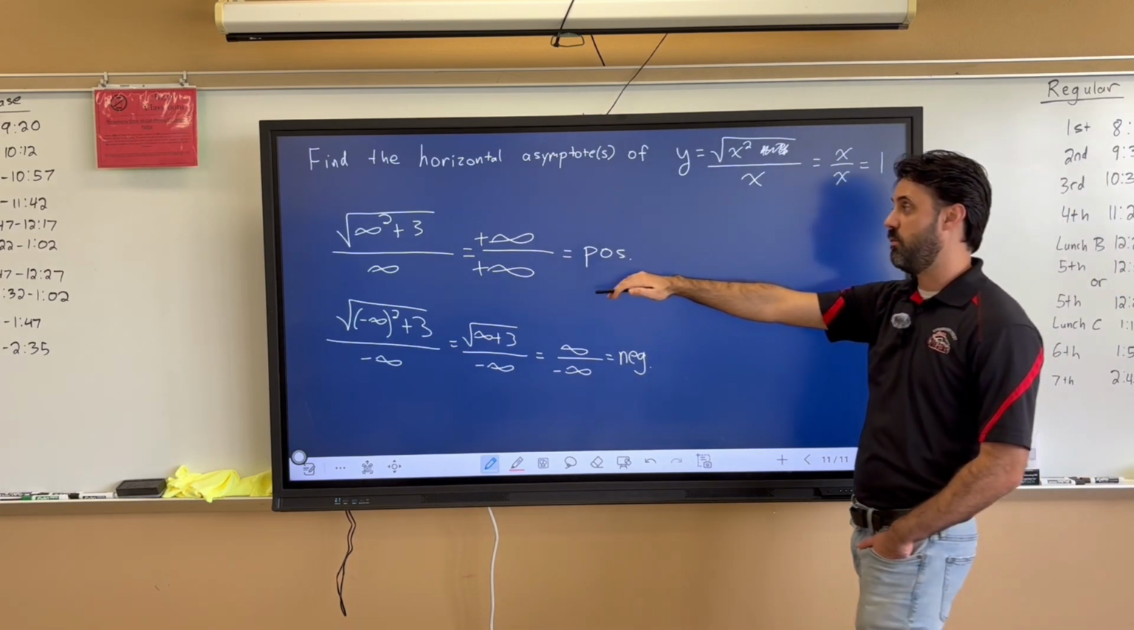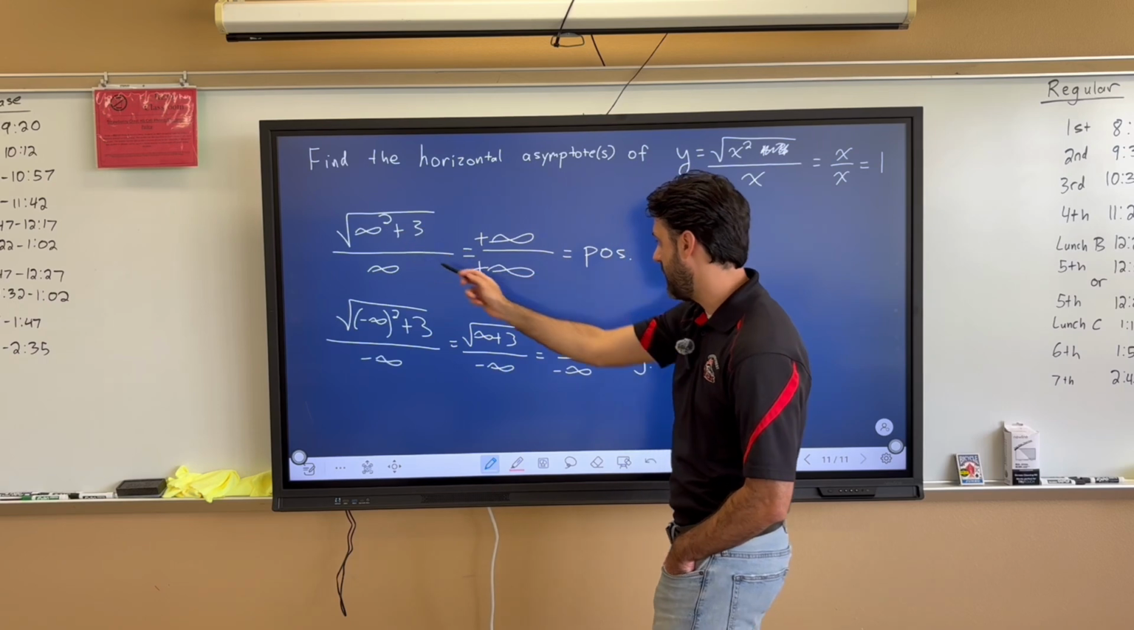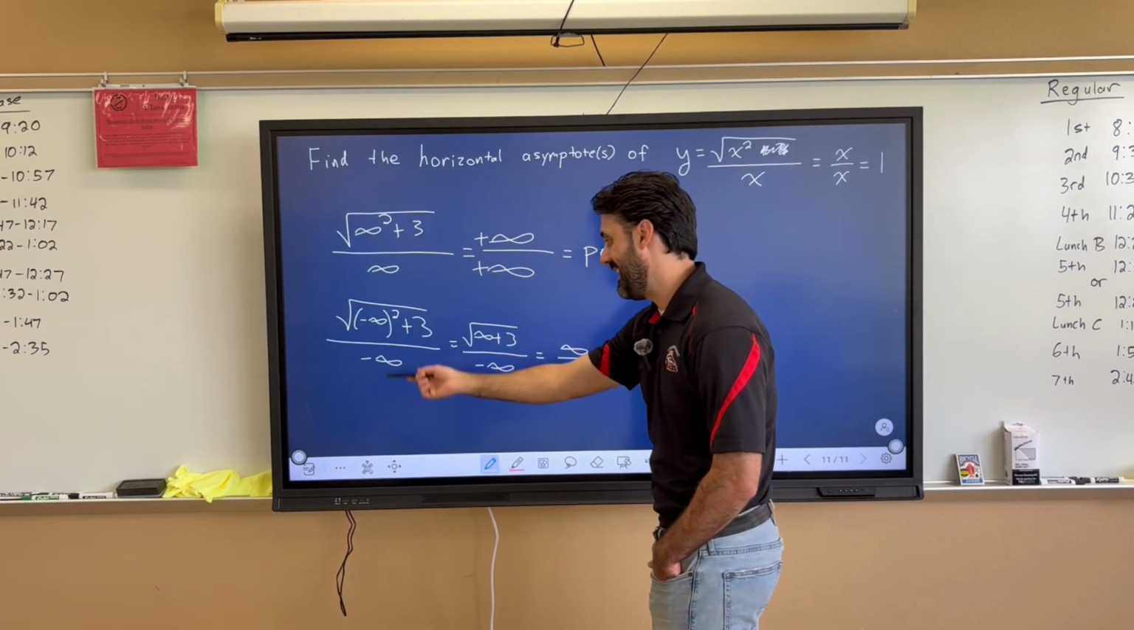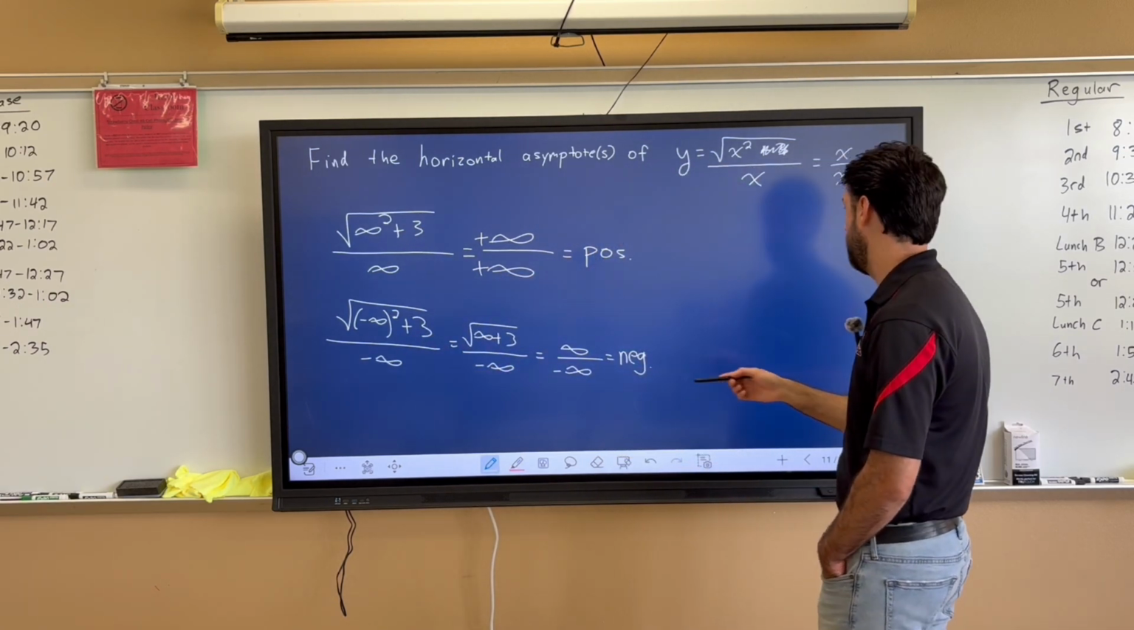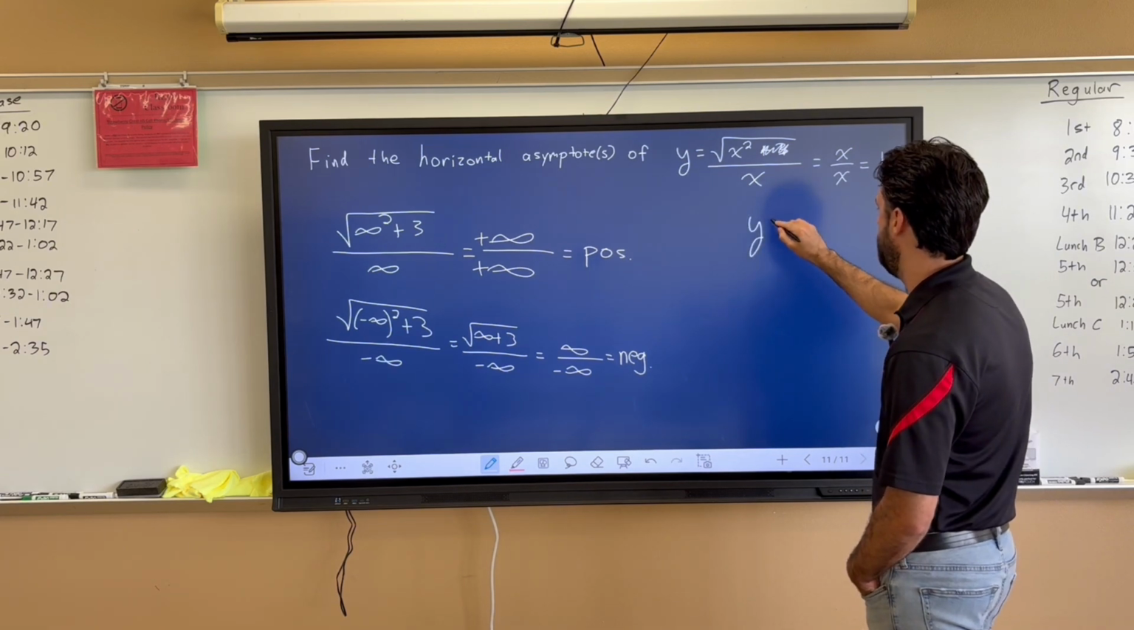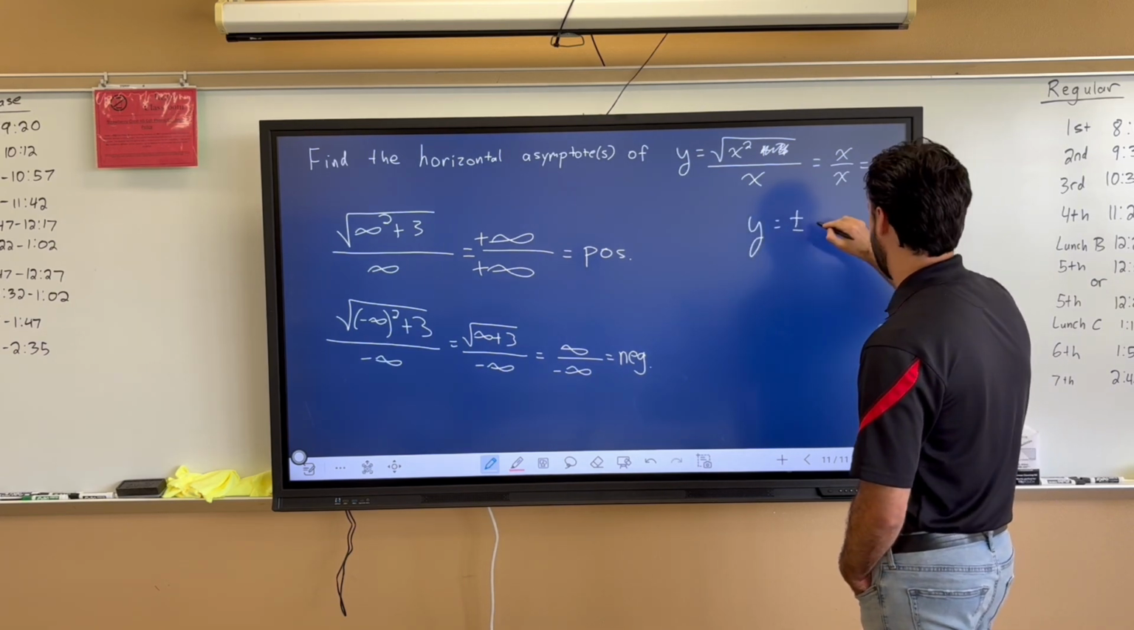However, because we know that when we plug in a positive infinity, we get a positive number, and when we plug in a negative infinity, we get a negative number, our asymptotes are actually going to be at y equals plus or minus that number of 1.